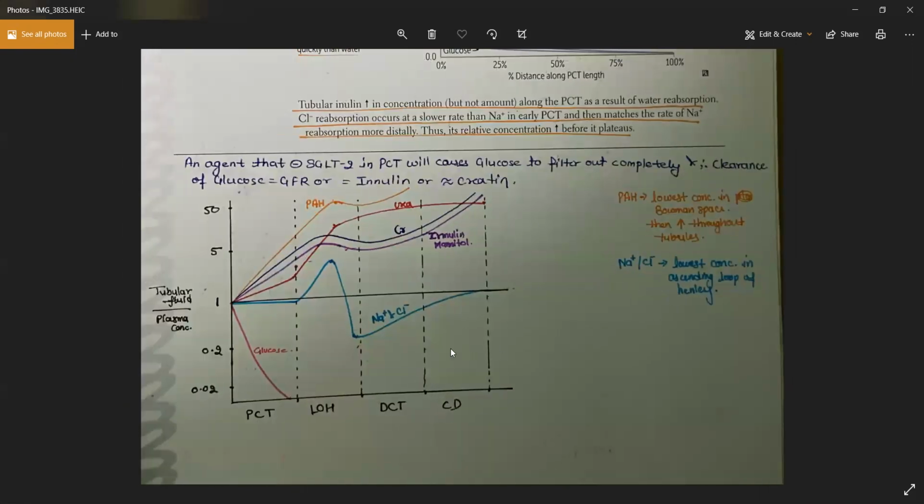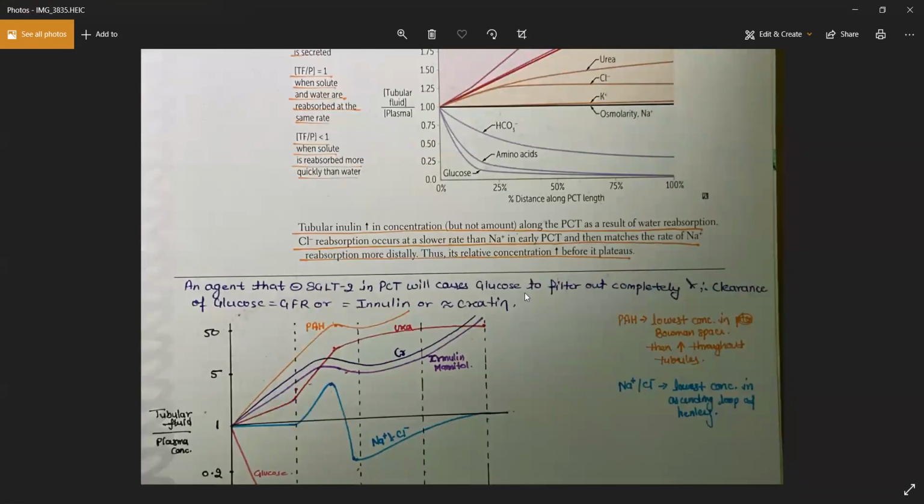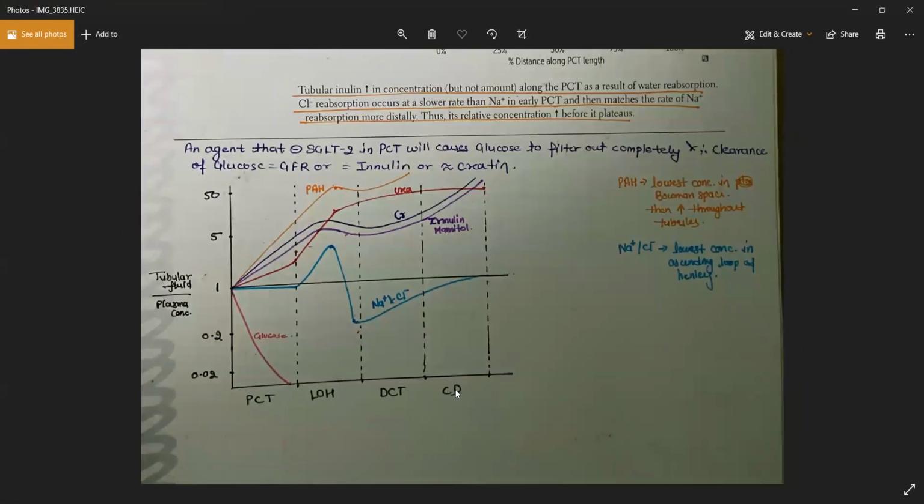That kind of graph you will see. This graph is only for the PCT, and this graph is for the loop of Henle, DCT, and the collecting duct. As glucose is completely reabsorbed, amino acids are completely reabsorbed, sodium, chlorine, and potassium are nearly equal to 1. In the loop of Henle, as free water is reabsorbed, that will again raise the concentration of the sodium. A peak level is achieved in the lowest portion of the loop of Henle. Then comes the ascending portion where the sodium, potassium, and chlorine get reabsorbed, but not the water. So the concentration of these substances again decreases.